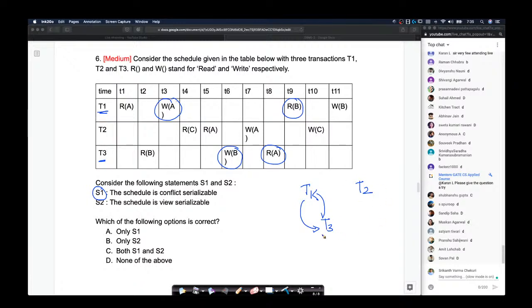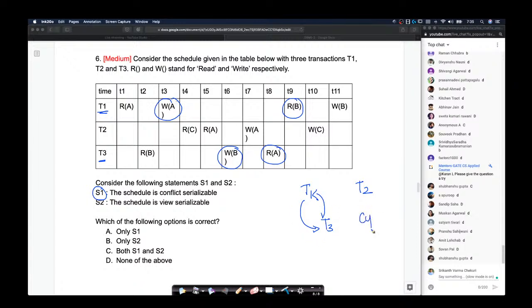So if you start drawing the dependency graph, you'll see, again, there are other parts to the dependency graph. I'm not drawing the full dependency graph. But if you just look at T1, T3, you observe a cycle here. Because there is an edge from T1 to T3 because of write A, read A. There is an edge from T3 to T1, right? Because of write B, read B, right?